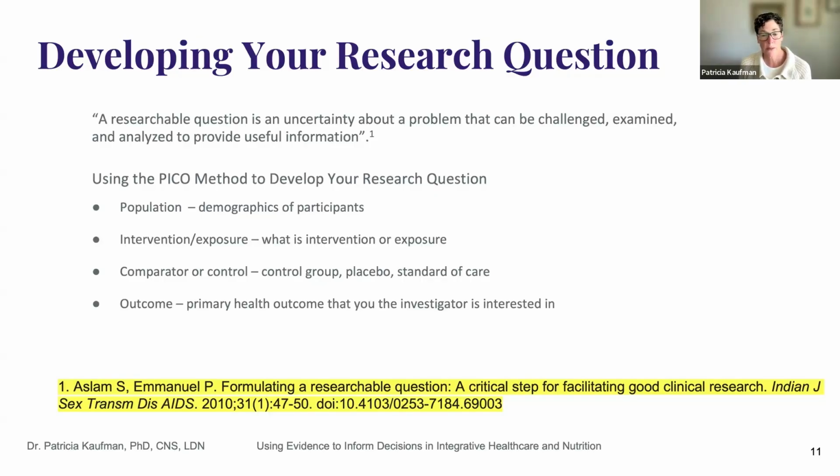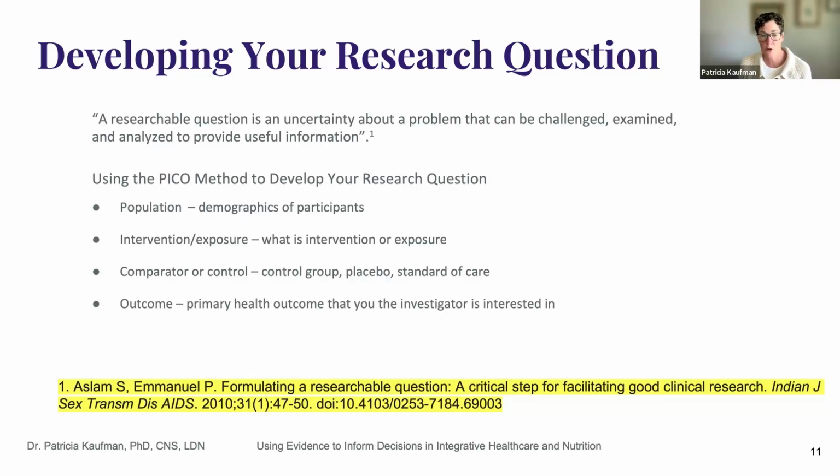In PICO, the P stands for population, so that's the demographics of participants. You have either the intervention or exposure. In a randomized control, you're going to have an intervention. In an observational study, you're just observing someone's activities or way of eating. That's an exposure. And then you can have a comparative or a control. The control group in an intervention study is typically the placebo, or it could be the standard of care, or it could be a control group of someone not exposed to, say, cigarette smoking.